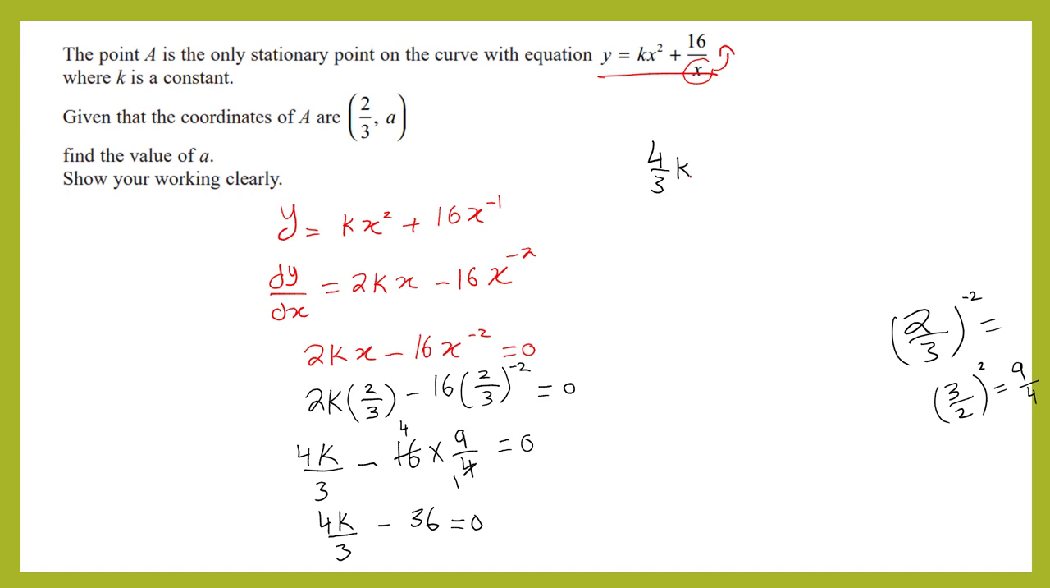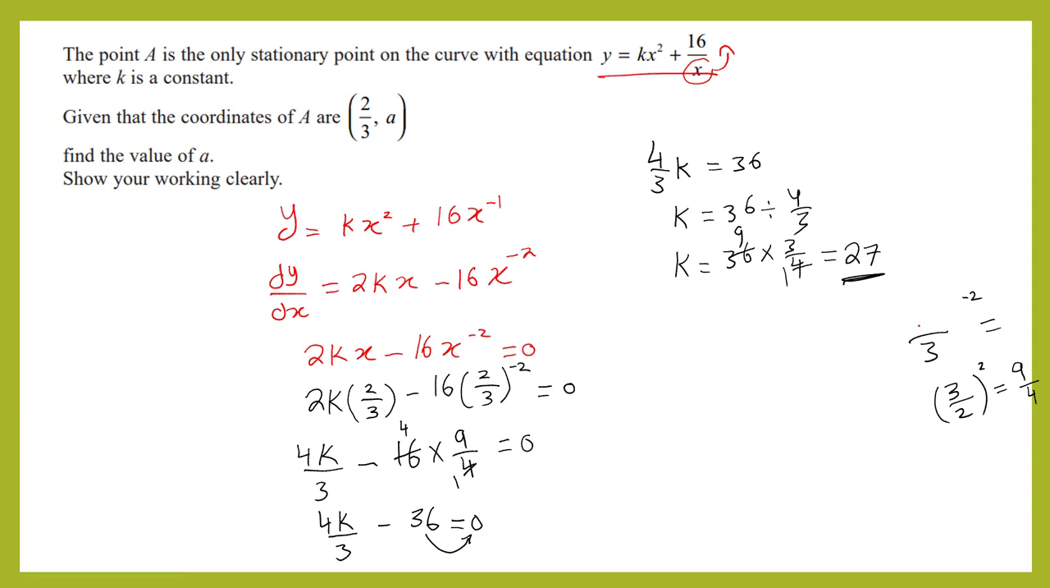4 over 3k equals 36, because we shifted this to the other side. So now k will be 36 divided by 4 over 3. So k will be 36 multiplied by 3 out of 4. Divide by 4 is 1, divide by 4 is 9, 9 by 3 is 27. So the value of k is 27. So you can get back to the original equation and replace the k by 27. Let's get back to the equation here. It will be y equals 27x squared plus 16 out of x.